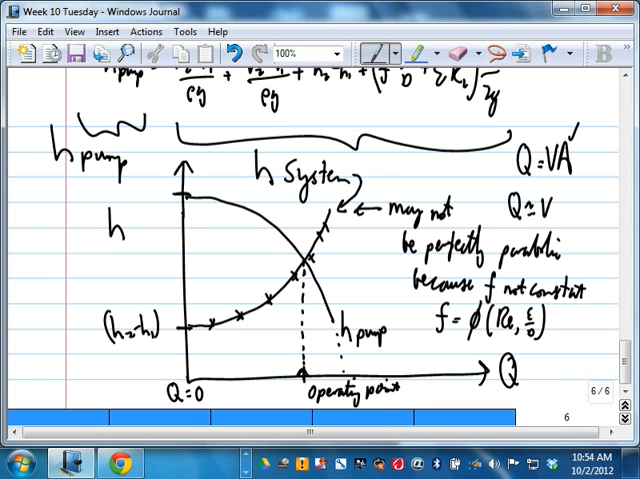Normally, alright, we'll do other things later. A few other things I need to talk about: pump in series, pump in parallel, and a few other things. But I'll just finish off with this one last concept.